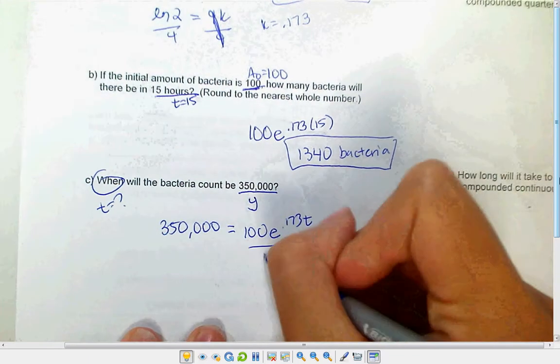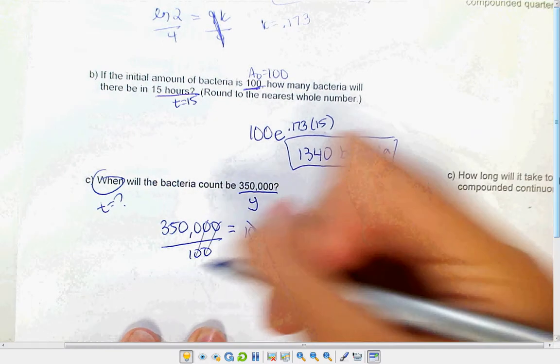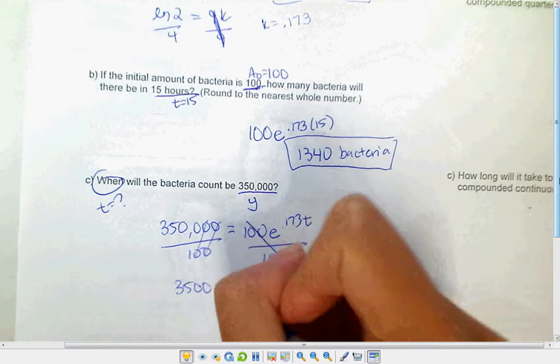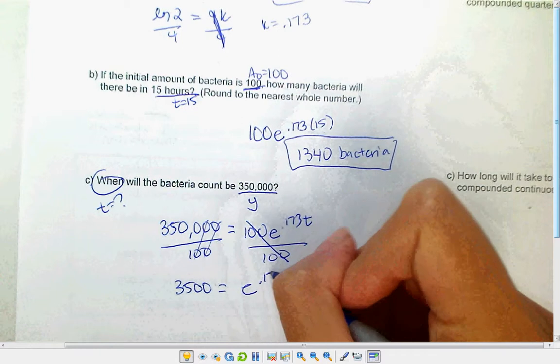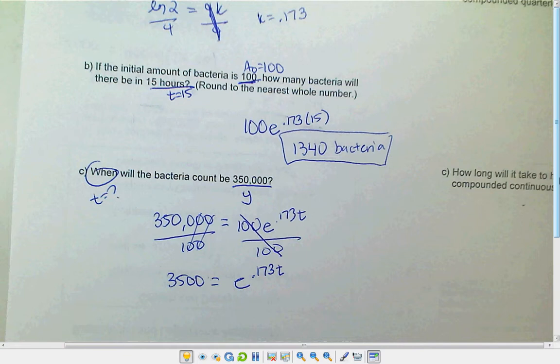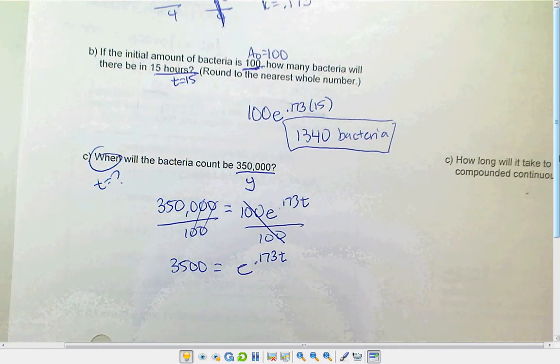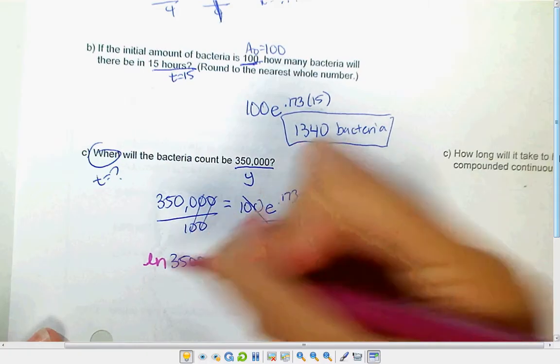So this is the same format that we're used to. We're going to first divide by 100. This gives us 3,500 equals e to the 0.173t. Now that I have the exponent by itself, take the log of both sides. Since it's e, I'm going to take ln, natural log.